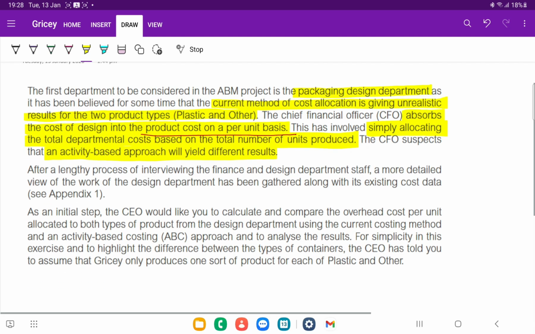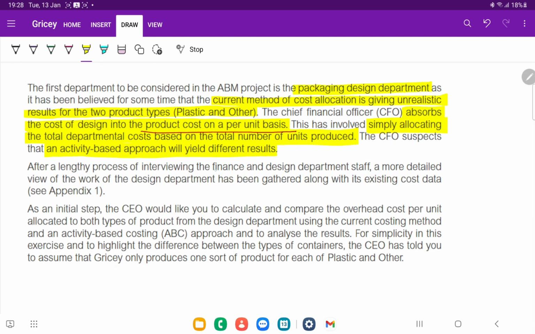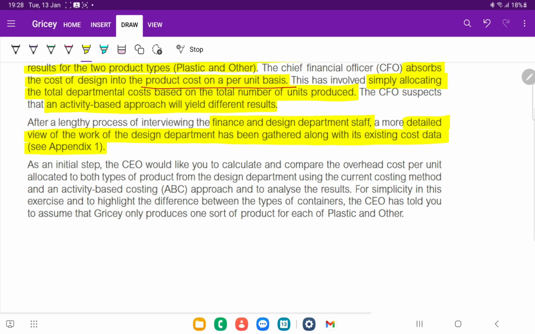After a lengthy process of interviewing the finance and design department staff, a more detailed view of the work of the design department has been gathered along with its existing cost data, which you can see in appendix number 1. So we'll move to appendix number 1 after completing this. As an initial step, the CEO would like to calculate. Now from here the requirement is starting.